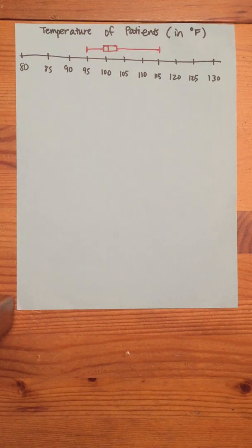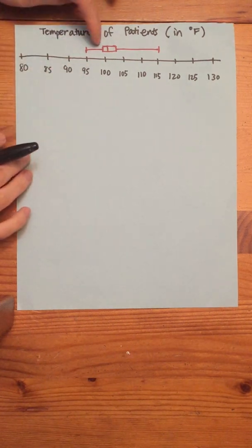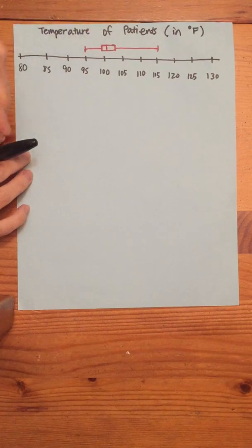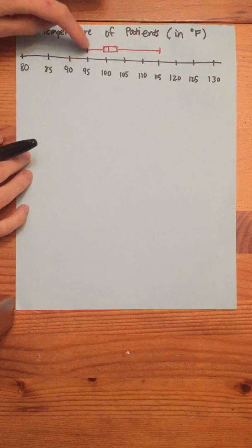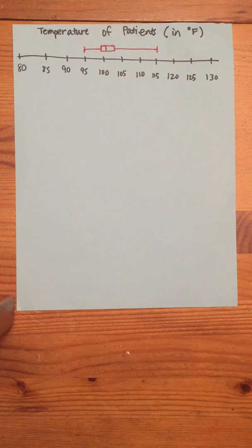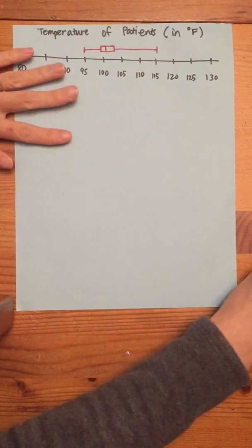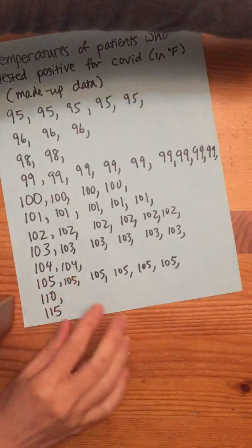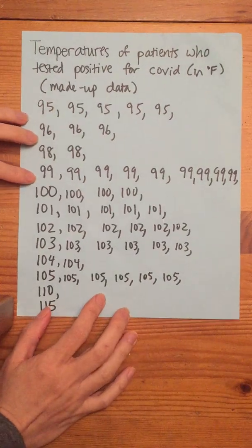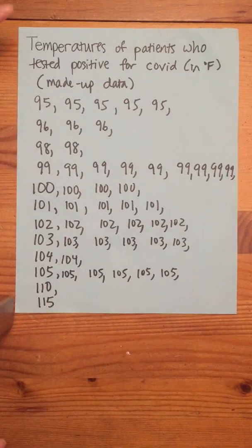This is a video that explains how you would make this box plot here, okay? So how to make a box plot, which is what this is. So this box plot is made out of this data. So this is for the temperatures of patients who tested positive for COVID in degrees Fahrenheit, and this is made up data, so it's not real.